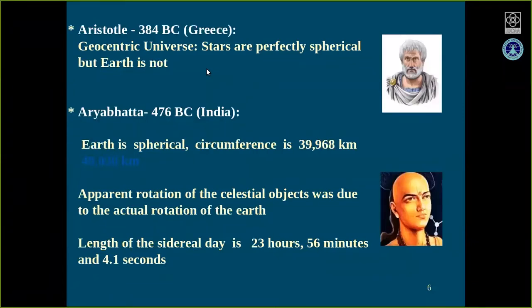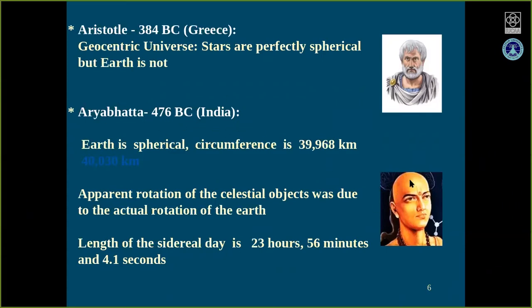After that, Aristotle, in 384 BC, he was from Greece. He moved one step ahead. He predicted a geocentric universe. He made a model of the universe, and in that model, our Earth is at the center. He also predicted that stars are perfectly spherical, but Earth is not. Then after that, in 476, you will be very happy, that is Aryabhat.